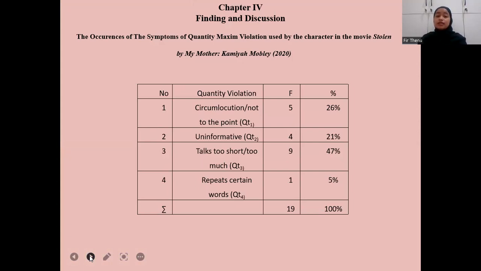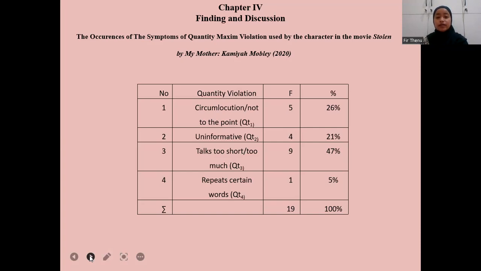As you can see, there are different categories of quantity violation. The first one is the characters using circumlocution, or not getting to the point, 5 times. The researcher found the characters being uninformative 4 times, the characters talking too much 9 times, and the characters repeating certain words 1 time.